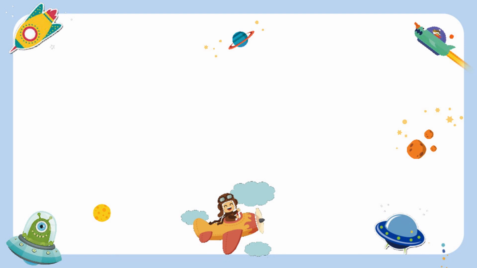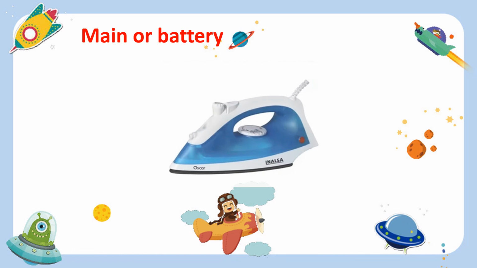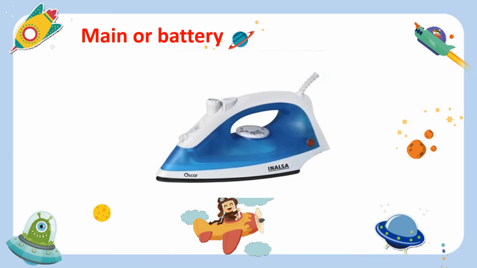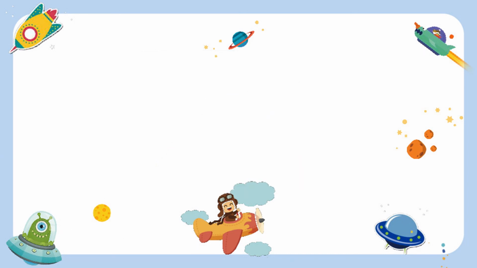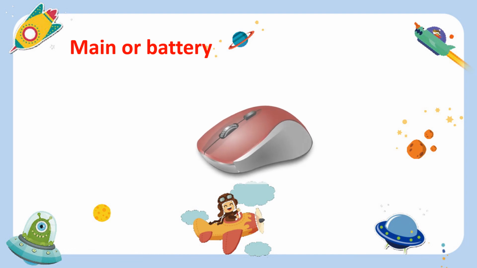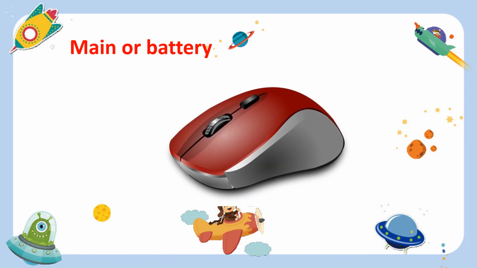Okay, next, is it from main or battery? This is what we call iron. Okay, the answer is from the main. Very good. And this is the last one. Is it from main or battery? Okay, this is the mouse of your computer. Okay, so this is from battery.